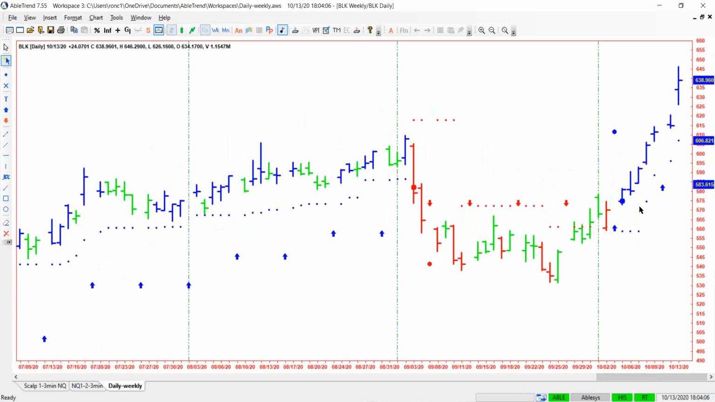Often the prices hit the blue dot, bounce off and then go higher. Hit the red dots, bounce off and go lower. That's the accuracy of the AbleTrend algorithms for their support and resistance points. That's why the scalp chart is just so great and why it's working so well. Just pretty unbelievable the feedback I'm getting. Never seen anything like it.